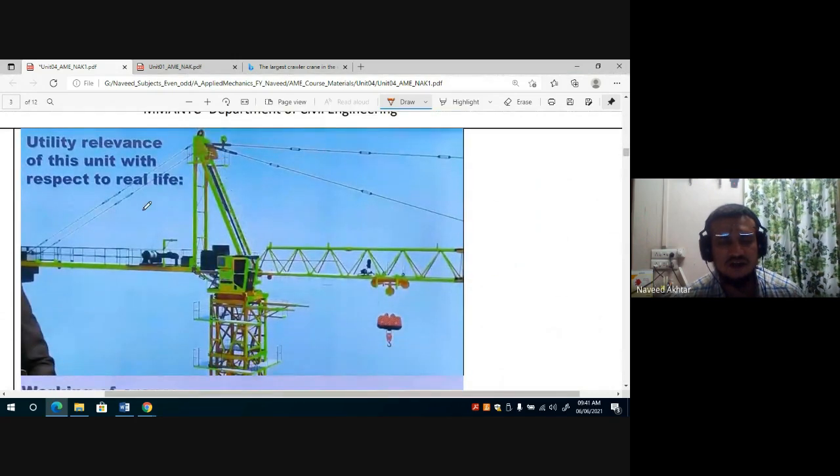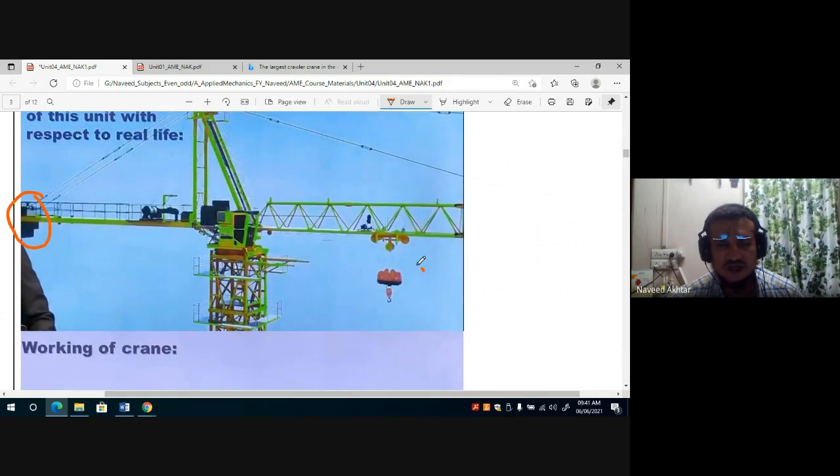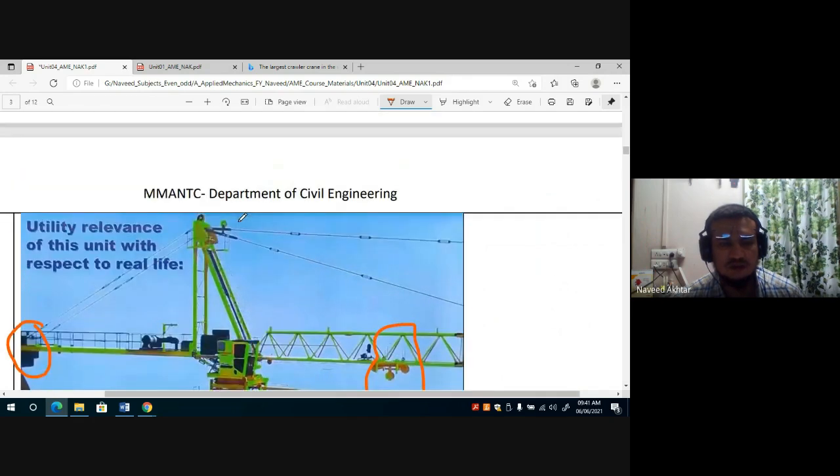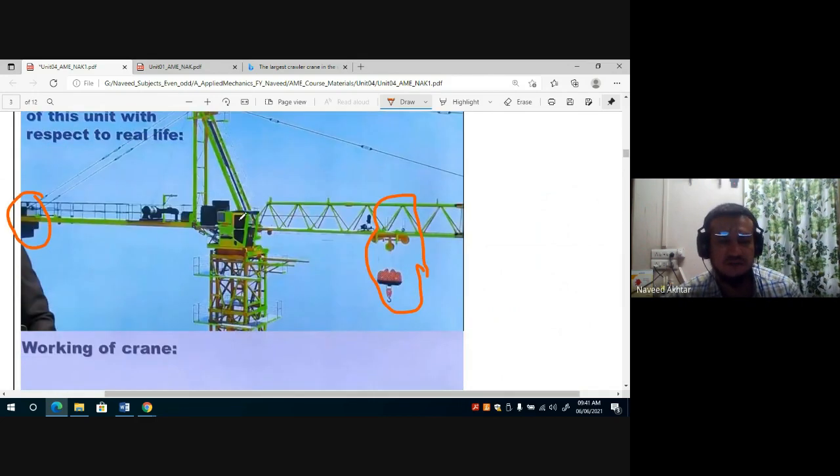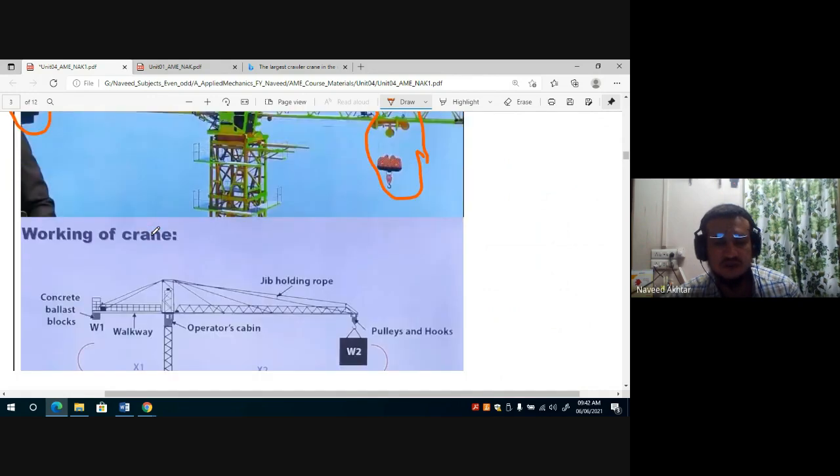In this video we have already seen the crane: the counterweight is attached here, and on the other side the weight is lifted with this arrangement of trusses. So these are different types of cranes and examples of equilibrium.